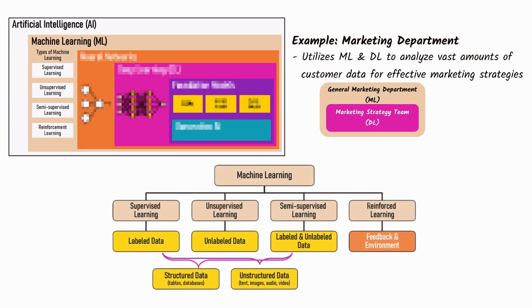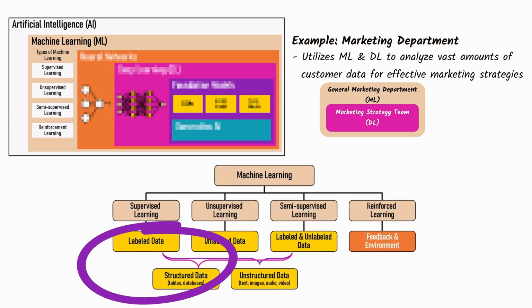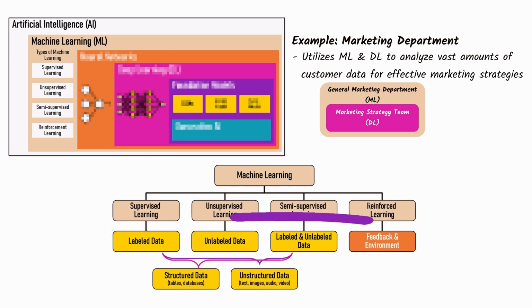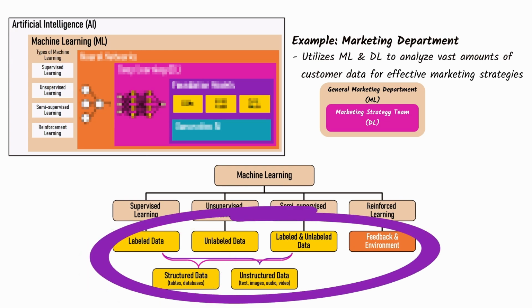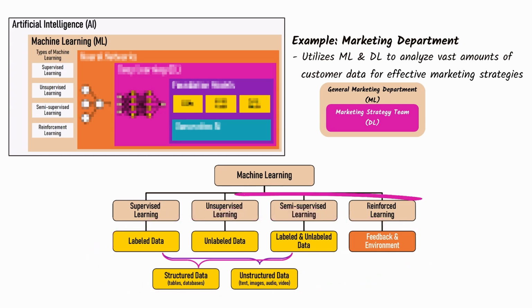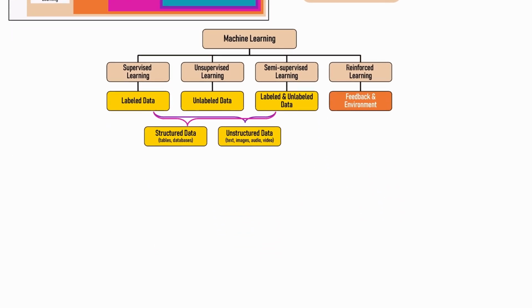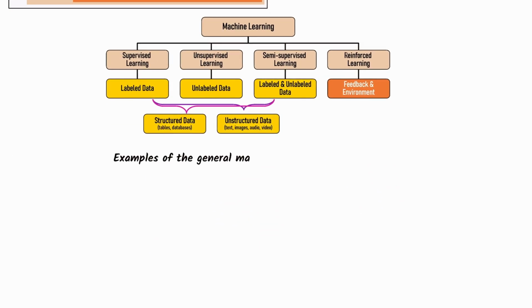Often, people say ML uses structured and labeled data, but that's not entirely true. ML actually works with structured and unstructured data, as well as labeled and unlabeled data, and it can even work without data. Why, you ask? Because ML has 4 distinct learning approaches.